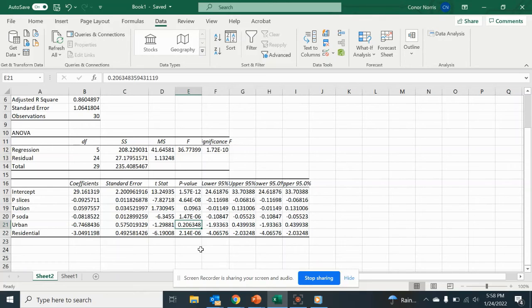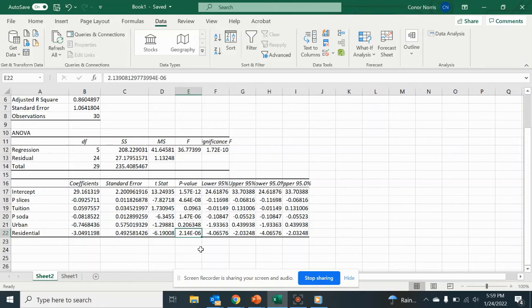1.2 is less than 2, so that would suggest it's not significant, and we see the p-value is extremely high. It's at 20%. We want it down at 5%. And then finally, residential. The stat is negative 6. So again, that's larger than 2. And then the p-value is 2.14 times 10 to the negative 6th. So extremely, extremely small. Much lower than 0.05 or 0.01. So it's statistically significant.